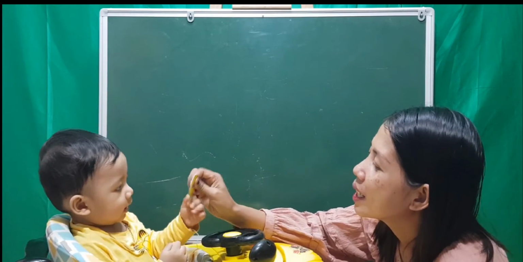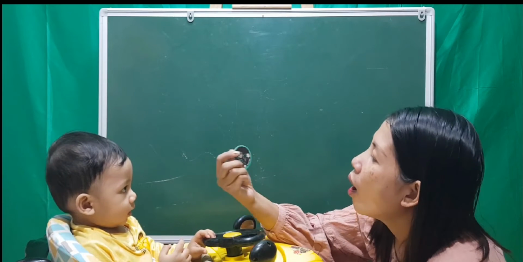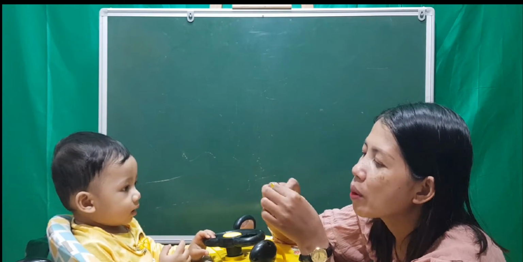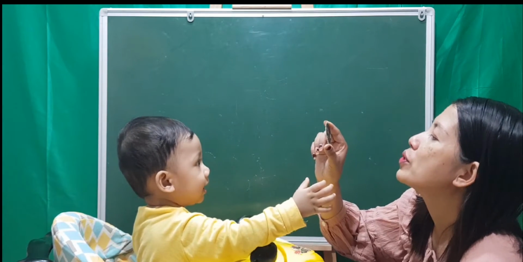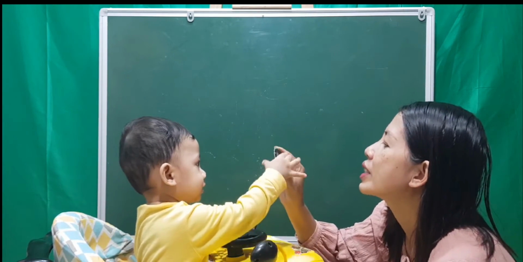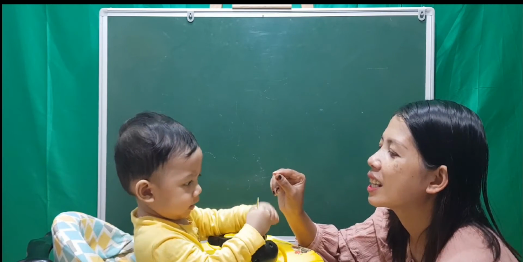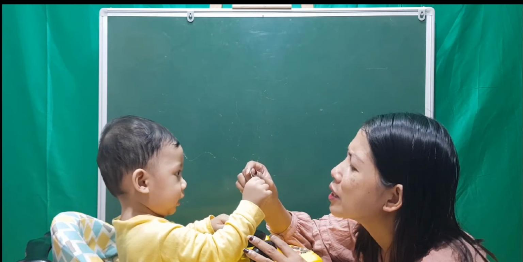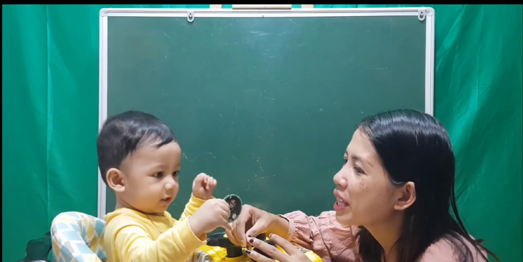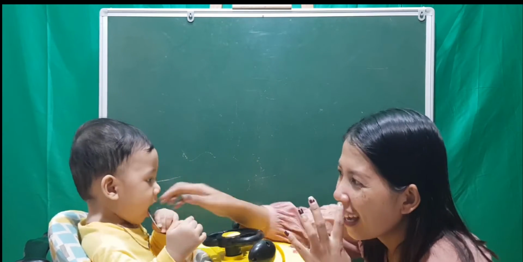What is that, baby? Oh, that is for boy. Do you know that name? I don't know that name. Oh, Tanjiro. His name is Tanjiro. Ow!